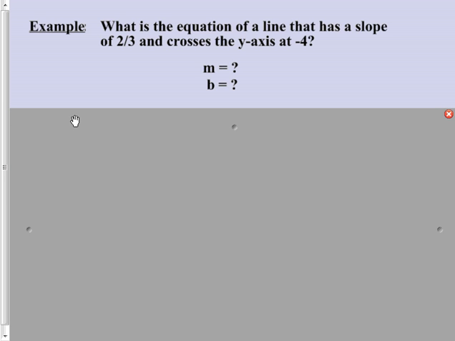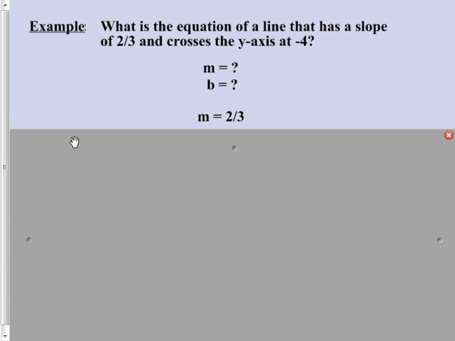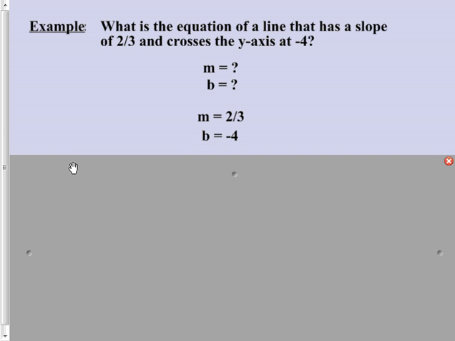Okay, so let's see if we can discover these values. Do we know the slope value for this particular problem? Yes, we do. What is it? It's 2/3. We know this because it was handed directly to us by the problem. The other value we needed to know is, where's the y-intercept at? Do we know where the y-intercept is? Yes, we do. Where is it? It is down at -4. The problem told us that.